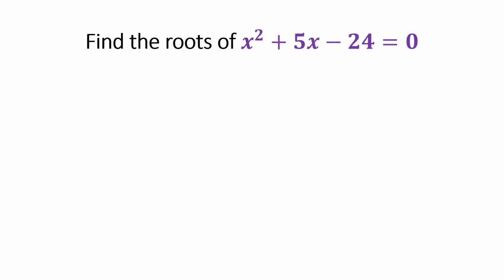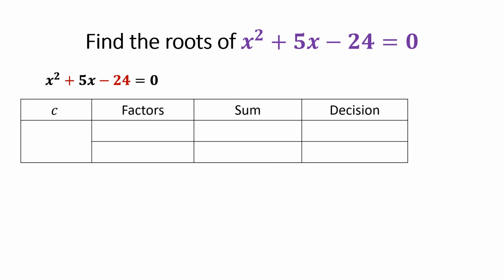Let's have the last example. Find the roots of x squared plus 5x minus 24 is equal to 0. Again, our quadratic equation is x squared plus 5x minus 24 is equal to 0. Now, we check our c, that is negative 24. If the c is negative, there will be a logic of plus minus. So let's have this one, our table. Our c is negative 24. Now, our factor would be 3 times negative 8. Let's add that. The answer is negative 5, so our decision is to reject.